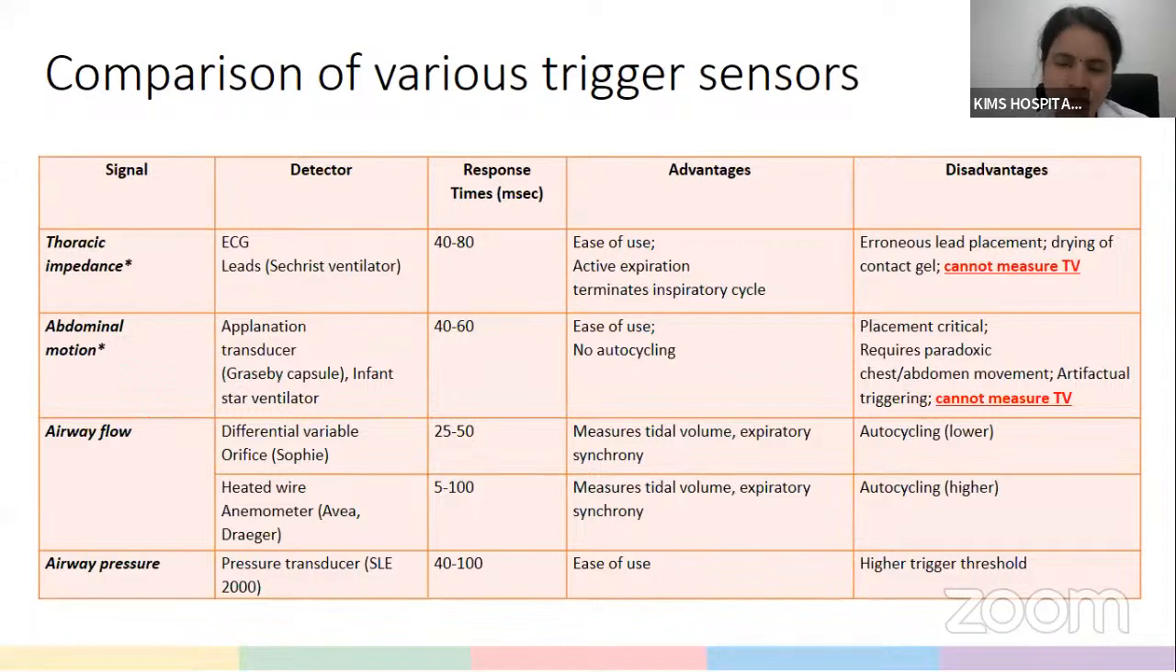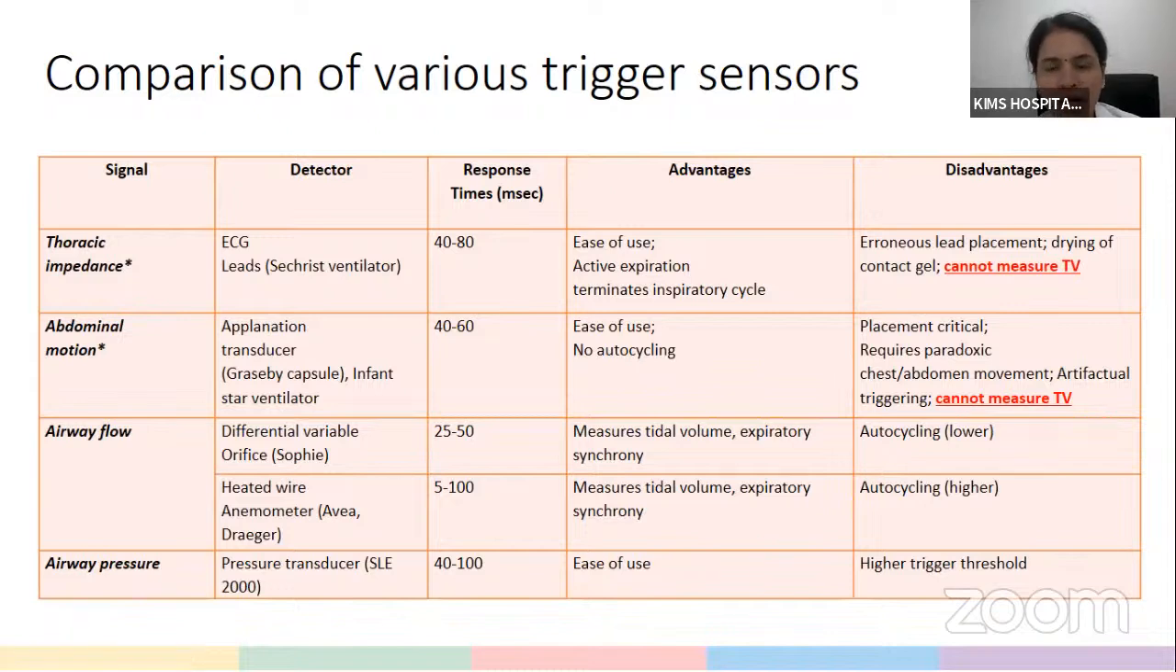So only the flow sensor also helps us to measure the tidal volume in addition to functioning as a trigger sensor per se. So among the two flow sensors, the hot wire anemometer results in an even shorter response time. So it results in least asynchrony. But because it is so sensitive, it is also associated with a disadvantage called autocycling. So there can be signals which, apart from the patient's inspiratory effort resulting in flow itself, can result in the flow sensor detecting a breath.